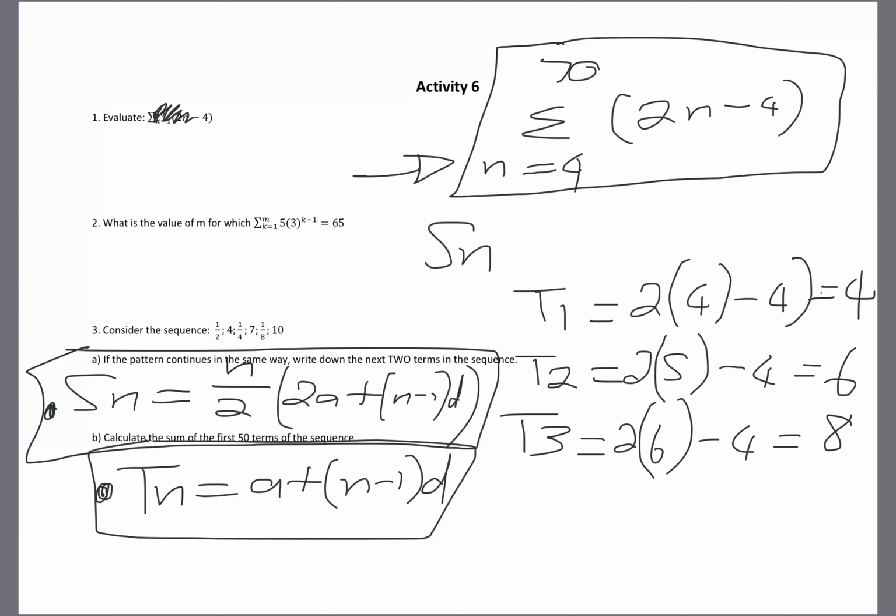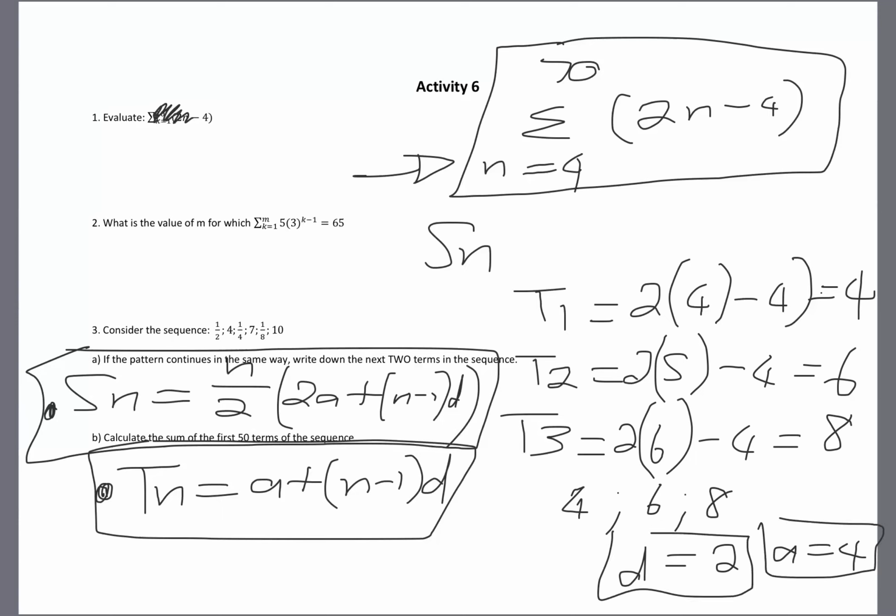So now I know what my sequence is. My sequence basically looks like this: 4, 6, and 8. I can see that it's an arithmetic sequence because I have a common difference of 2. So I already know that my d is equal to 2 and my a is equal to 4. Now what this tells me is that my sequence ends at 70, where my n is equal to 70.